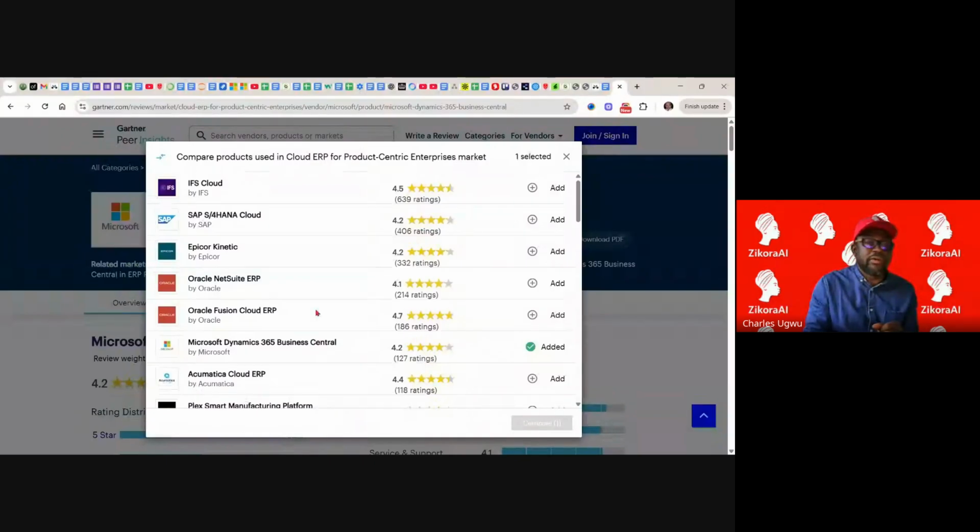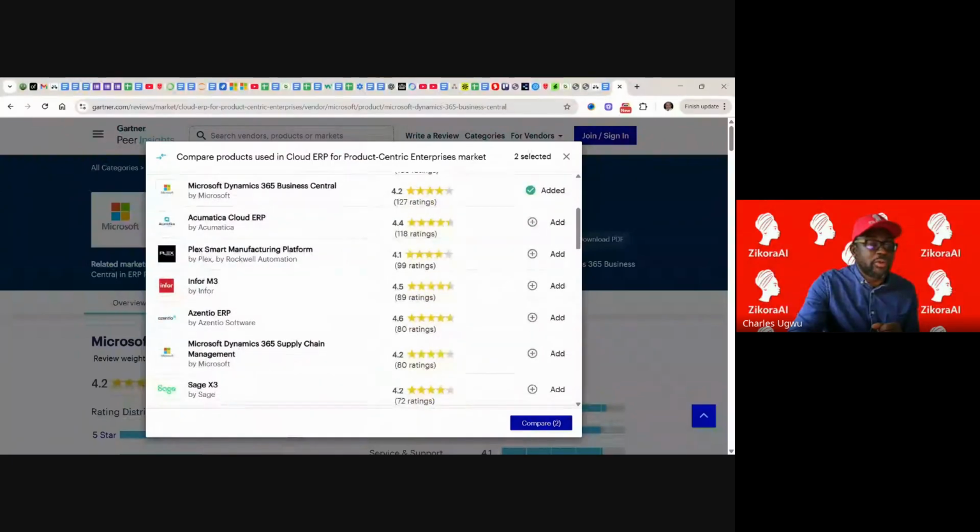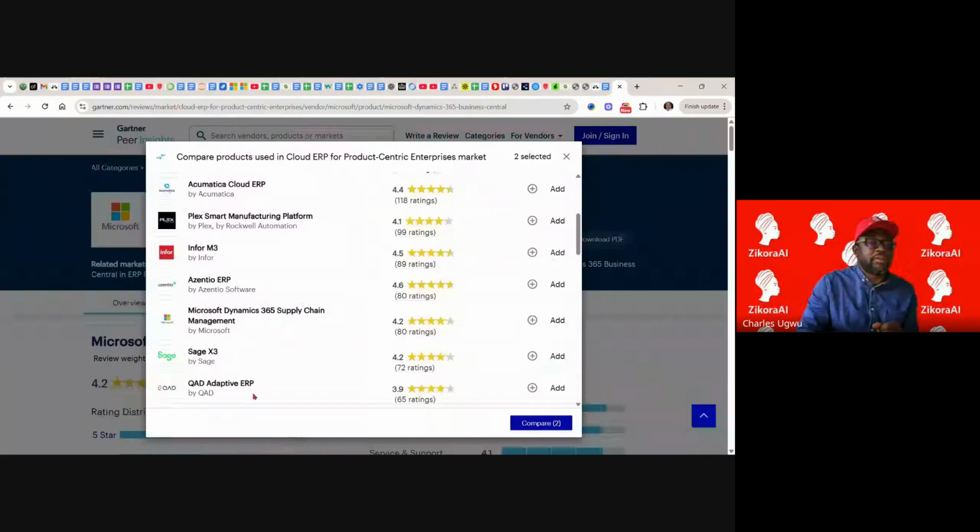For instance, in our own case, we've selected SAP S/4HANA. If you want to do that, you add this one. So we have two products to compare. If you want, you can go for Oracle NetSuite ERP. There are so many of them here. But you must know what you are looking for so you don't make a mistake.